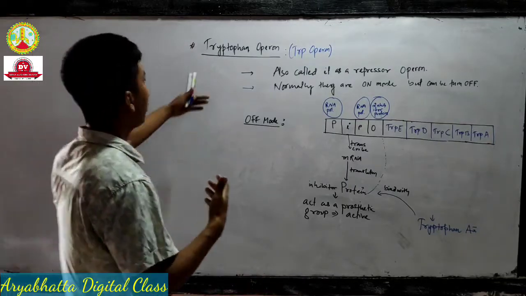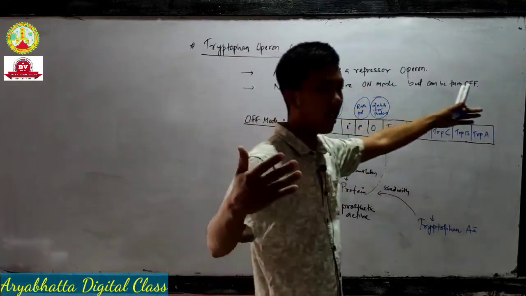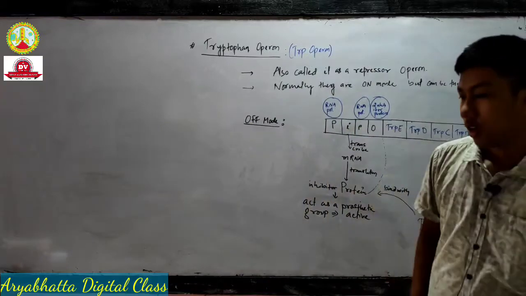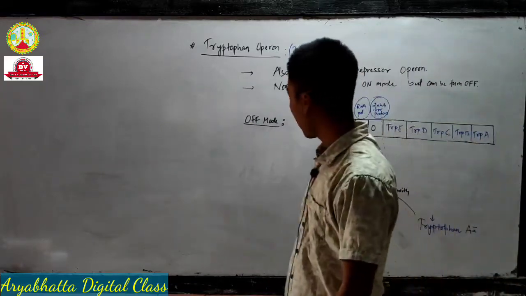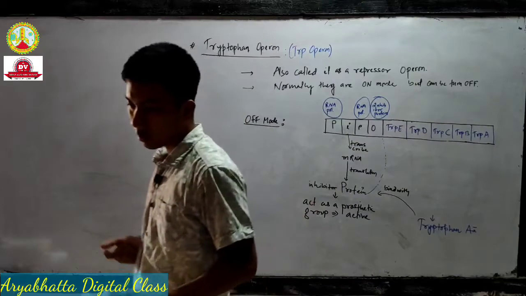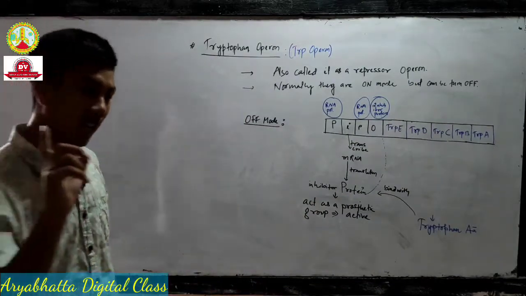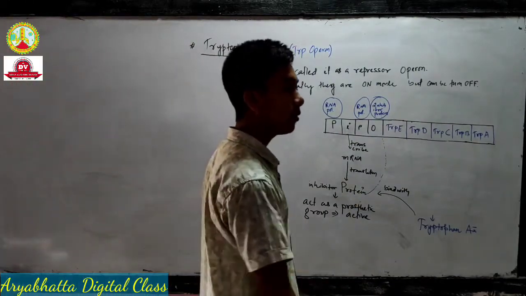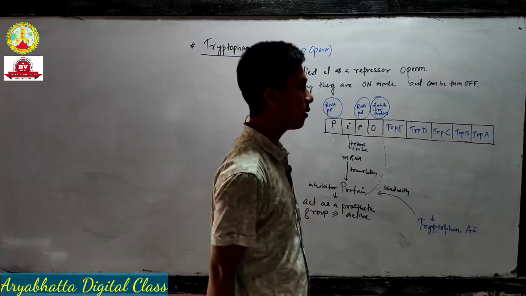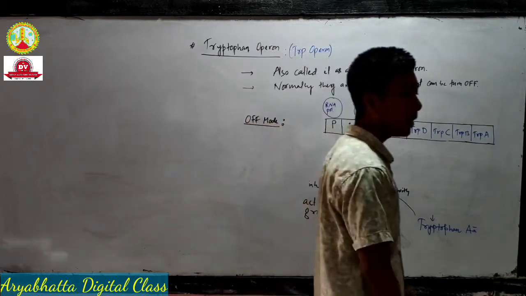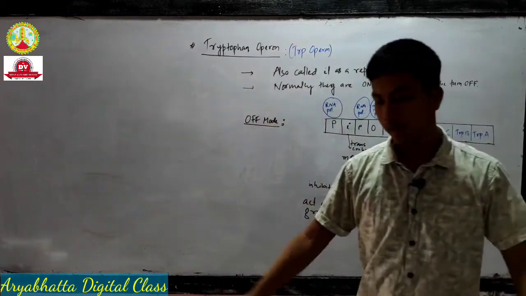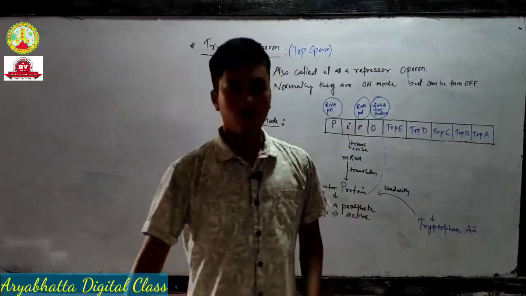So that is the process of tryptophan operon, TRP operon. How many regulatory genes? Promoter gene, inhibitory gene, promoter gene, operator gene. How many expression genes or structural genes? Five. TRP A, TRP B, C, D, and E. What happened in on mode?